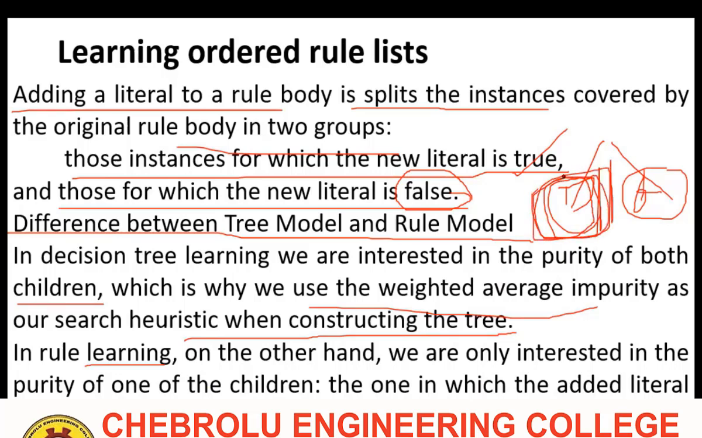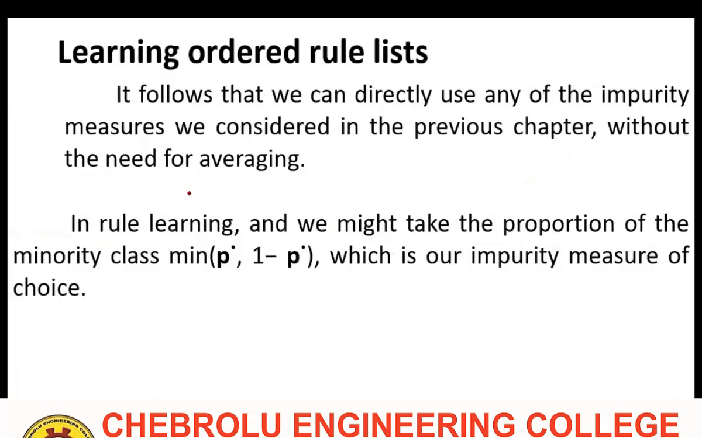When the literal is true. If it is false, we don't mind, we don't put any interest towards the false one. We completely take care about the true part only. So we are only interested in the purity of one of the children, the one in which the added literal is true. This is rule learning, right?